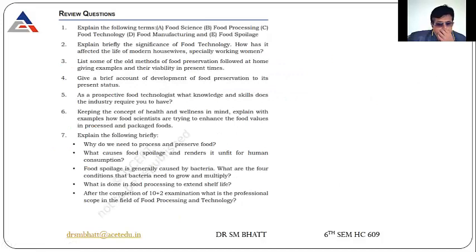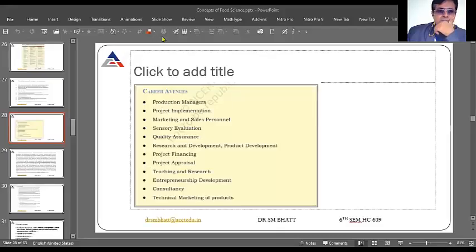So these are some questions that can be asked in the examination. About how you can preserve food, what is the definition of food science, food processing, food technology, food spoilage, right? And list some old methods of food preservation, for example, making pickles. Give a brief account of development, and then we will discuss the answers. Okay?